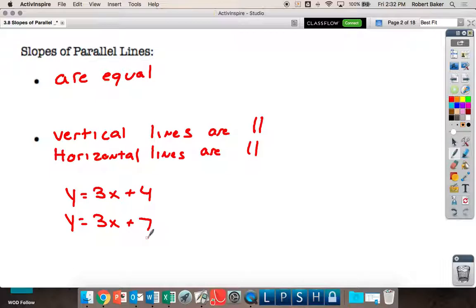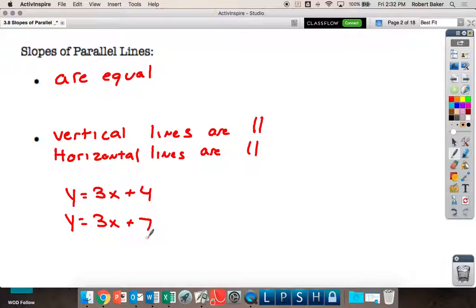Does that make sense? Yes. That's one of the overarching concepts I'm trying to get across. If the slopes are equal, lines are parallel. So this is a regular class, right? What would the pre-AP class state? Right, you could say this. Y equals 3x plus 4 and y equals 3x plus 7 are parallel.